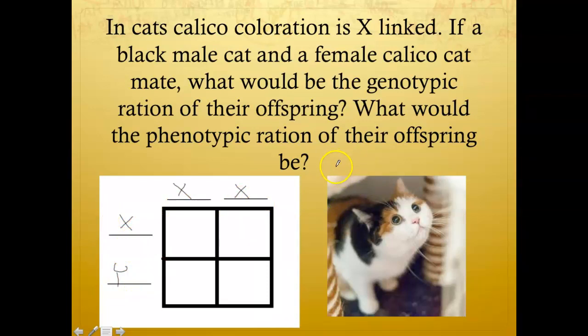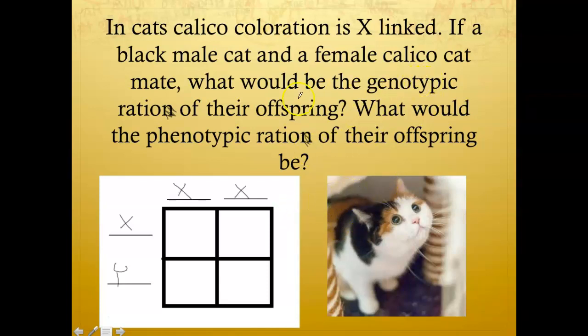So if a black male cat and a female calico cat mate, what would be the genotypic ratio of their offspring and what would be the phenotypic ratio? Sorry about this typo over here. So calico, it's this coloration of the coat. Calico cats are mainly white and they have white, orange, and black spots on them. This is a trait that you usually see in female cats because they have 2 X chromosomes. It is very rare to see a male calico cat.